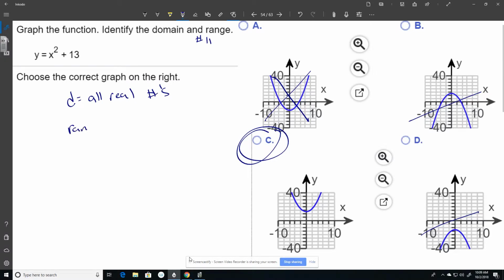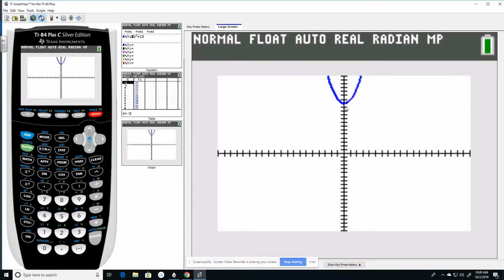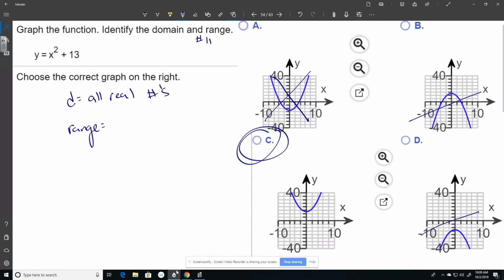The range is all of the outputs. The outputs can't be anything we want because there aren't any outputs down here, my y values. There's nothing down on this part of the graph. So if I look at my y values, I've got 1, 2, 3, 4, 5, 6, 7, 8, 9, 10, 11, 12, 13 is my smallest y value right there. So that means that y is going to be greater than or equal to 13 because it's everything bigger than 13, nothing smaller.